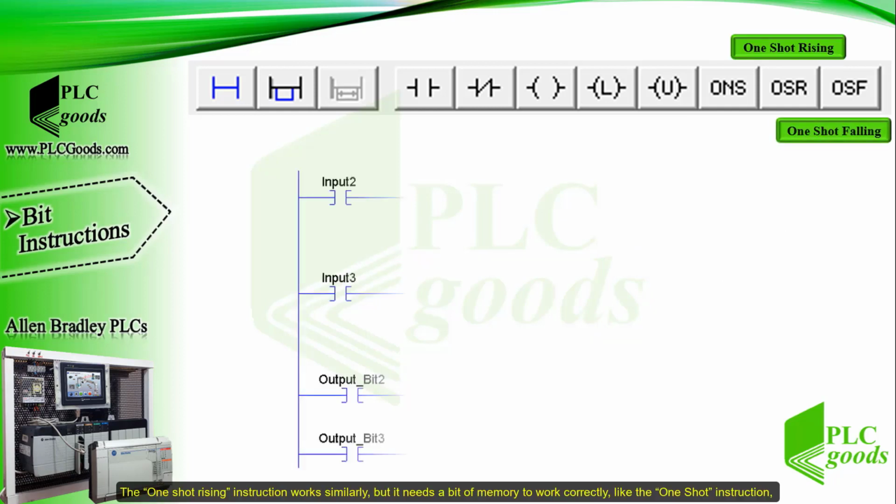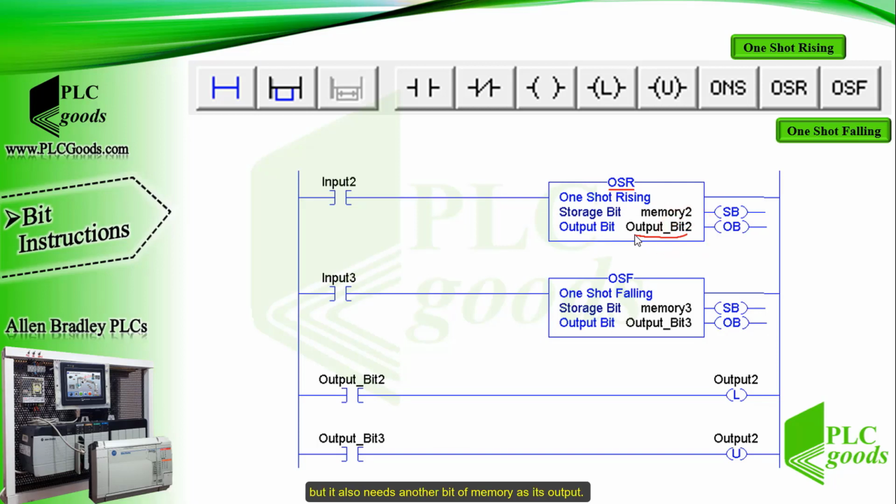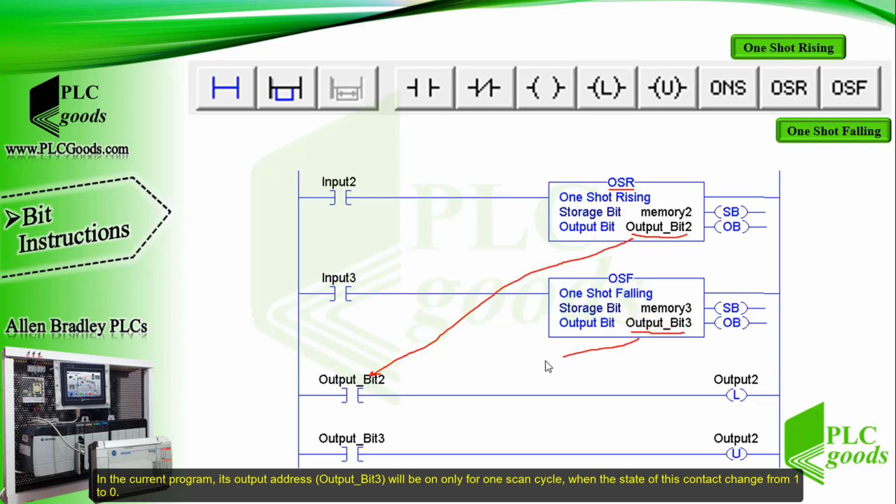The one-shot rising instruction works similarly, but it needs a bit of memory to work correctly, like the one-shot instruction, but it also needs another bit of memory as its output. We can use that in another rung of our programs. Similarly, we can use the one-shot falling instruction. In the current program, its output address will be on only for one scan cycle when the state of this contact changes from 1 to 0.